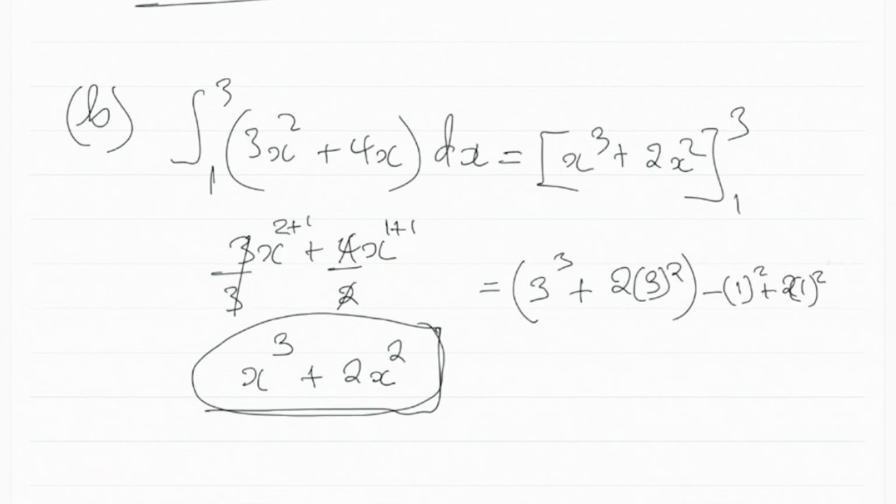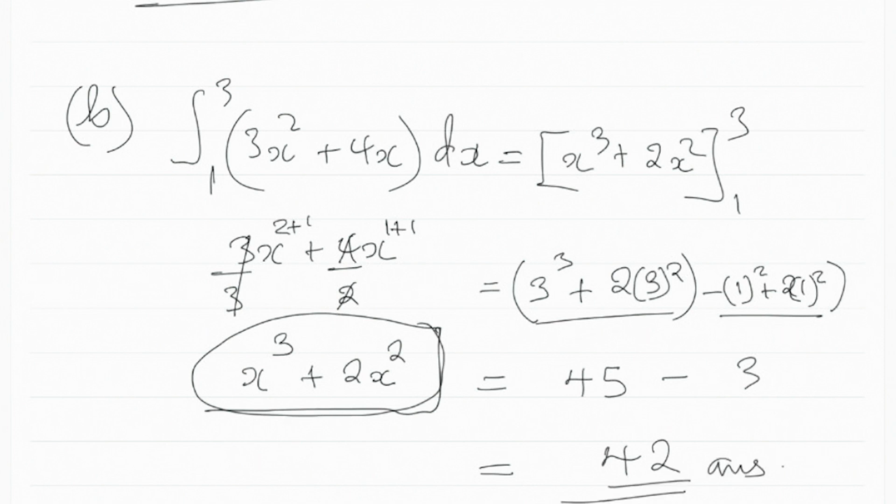From there, when you simplify, you are going to have 45 minus 3, and 45 minus 3 simply gives us 42 as the answer of the question that has been given. So the integration of that integral gives us 42.